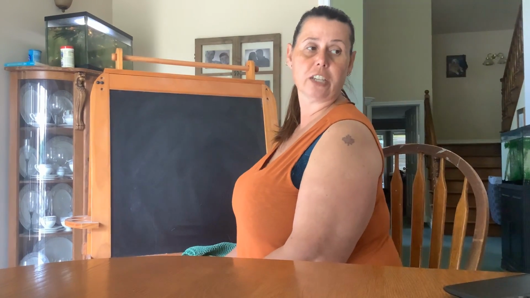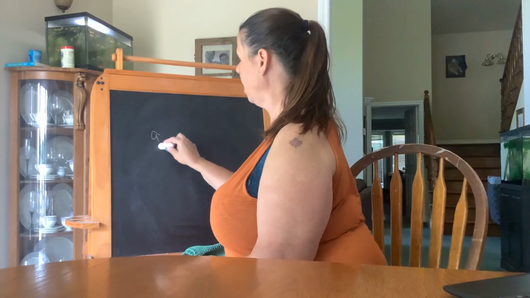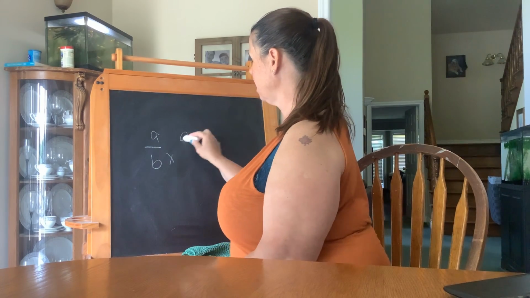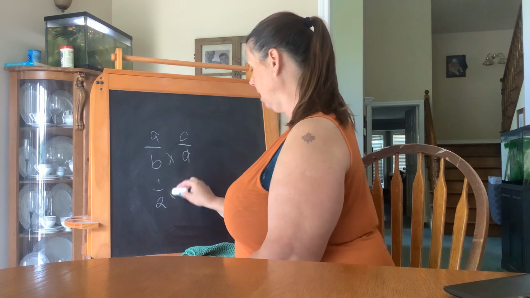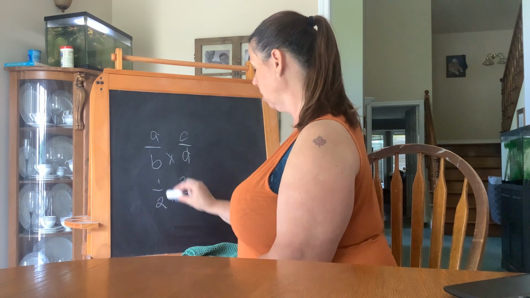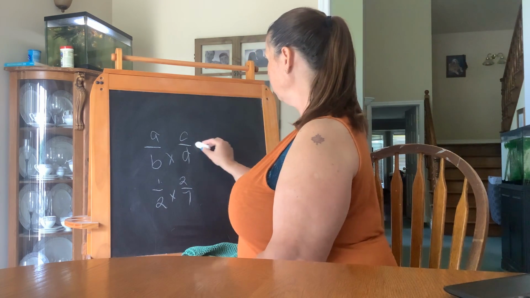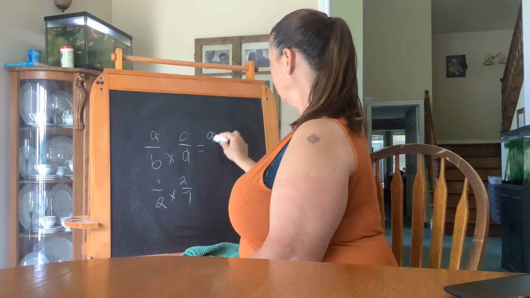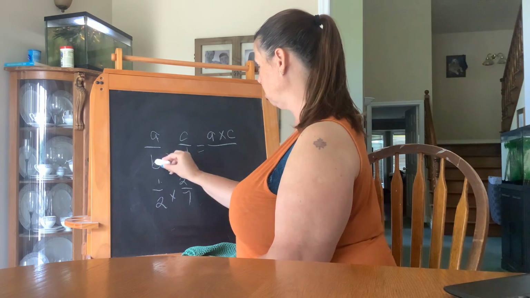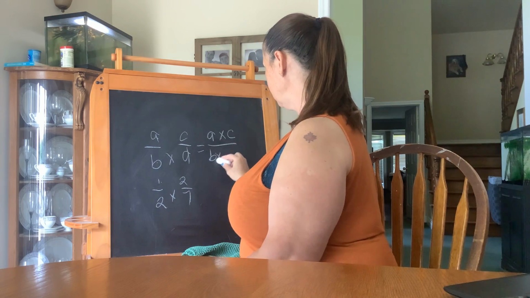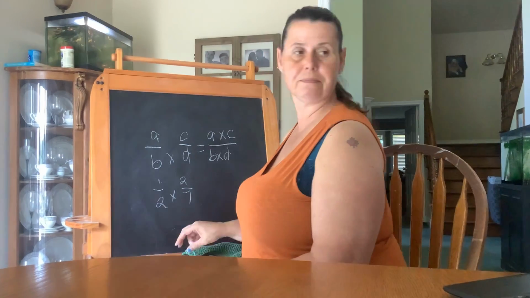Number 9. Write a formula for multiplying fractions by fractions. So they have A over B times C over D. Well, what did we do? When it was a half times 2/7, what did we do? This times this, which means we did A times C over this times this, which was B times D. A times C over B times D. Okay?